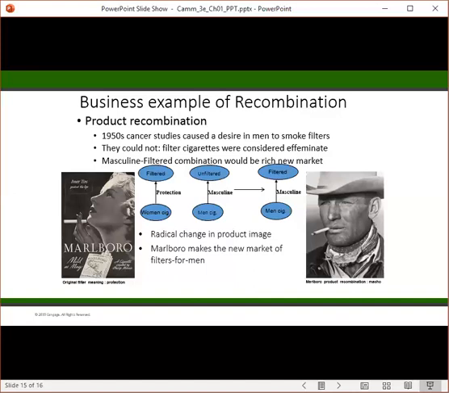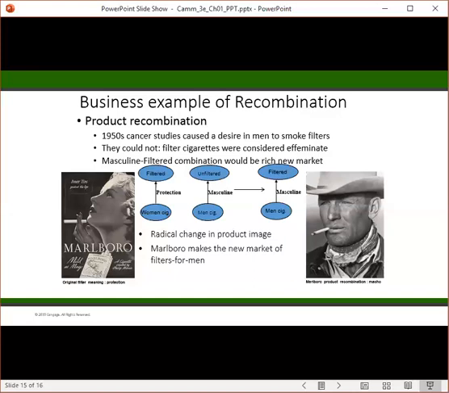Of course, that changed over time. But at that time, that was what people were thinking. They wanted the filters to protect themselves from the cancer-causing agents. But at the same time, men did not want to appear effeminate. So Draper Daniels came up with a marketing campaign based around a cowboy named Clarence Long, who was smoking filtered cigarettes. And they changed the image of Marlboro to make it a very masculine cigarette.